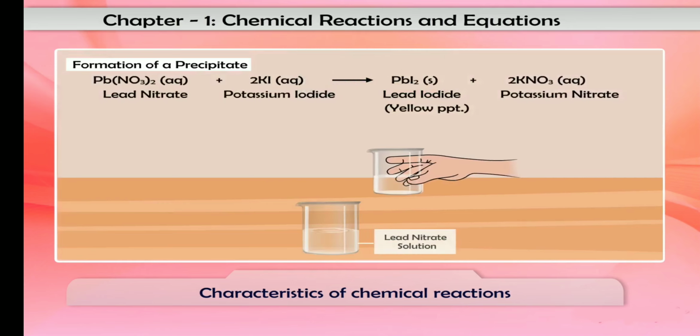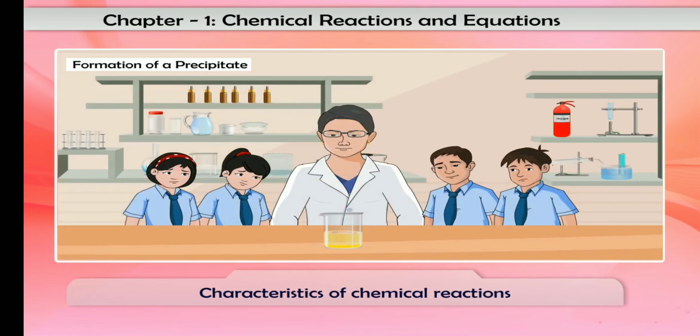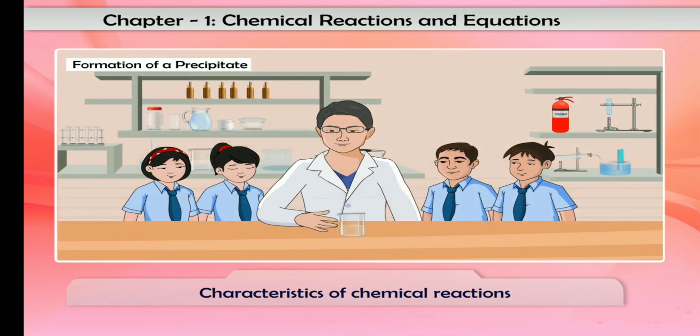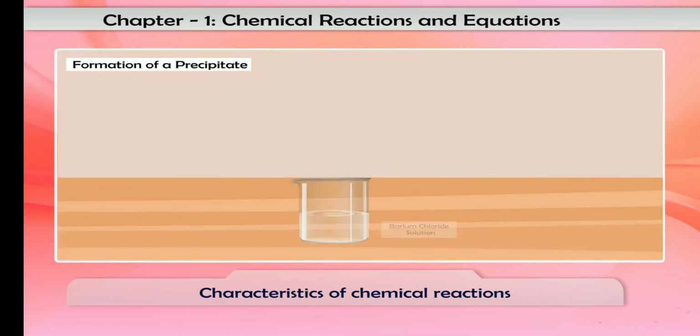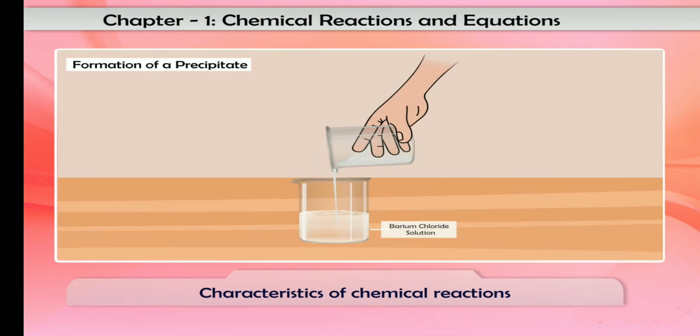1. When potassium iodide solution is added to a solution of lead nitrate, a yellow precipitate of lead iodide is formed. 2. When dilute sulfuric acid is added to barium chloride solution, a white precipitate of barium sulfate is formed.